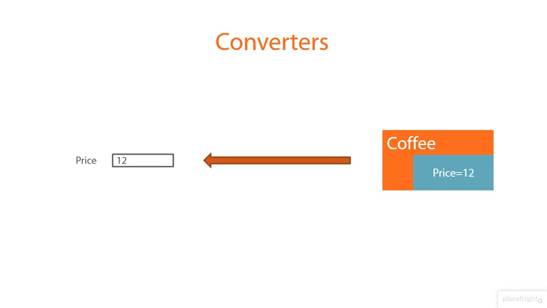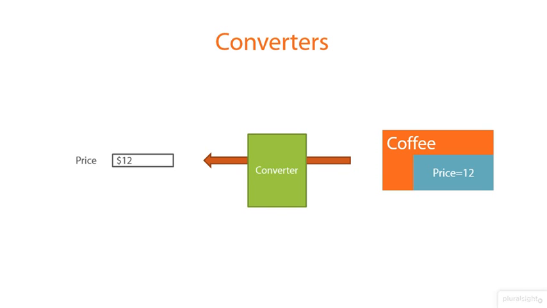A very commonly used feature is a converter. Now, what is a converter, you may ask? As the name implies, it will be converting something from one value to another, and that's exactly what it will be doing in the case of data bindings.